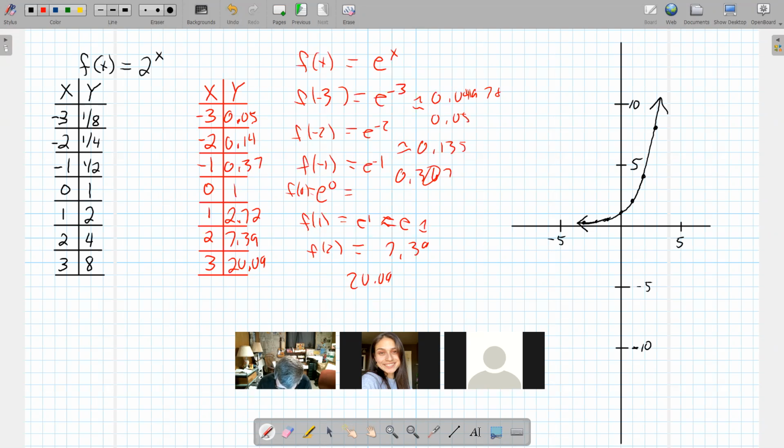So when x is -3, y is, wow, just almost at the x-axis. Then at -2, it goes up a little bit. At -1, it's about a third. At 0, 1, it's there. At 1, 2.7 is about there. At 2, it goes all the way up to 7.39. And at 3, it goes all the way up to 20, so it's off the graph, okay?